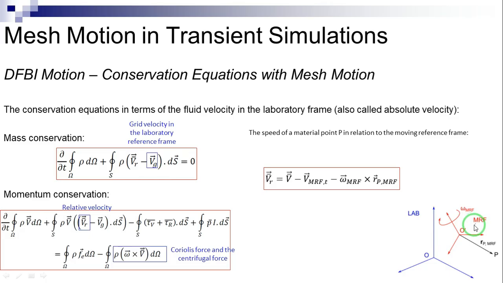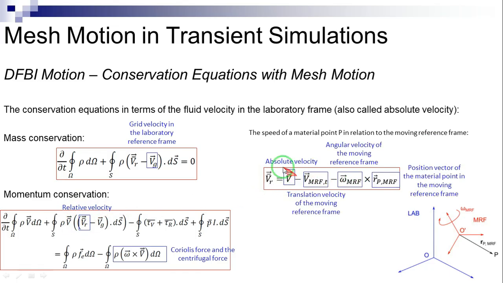Imagine a moving reference frame, MRF, that is both rotating and translating at a constant velocity, as we can see here in this figure. The speed of a material point P in relation to the moving reference frame, also known as the relative velocity, can be expressed as we can see here in this equation. In the laboratory reference frame, V here represents the average velocity, also referred to as the absolute velocity.